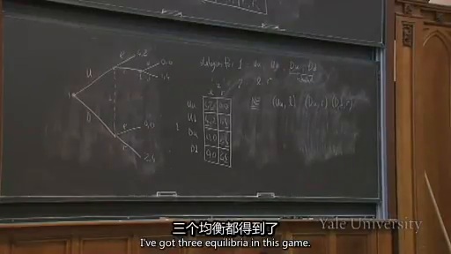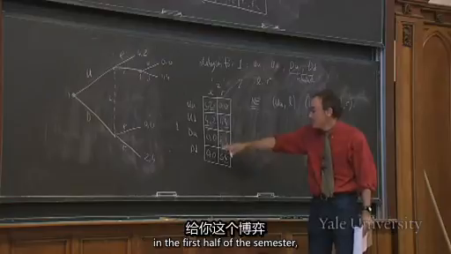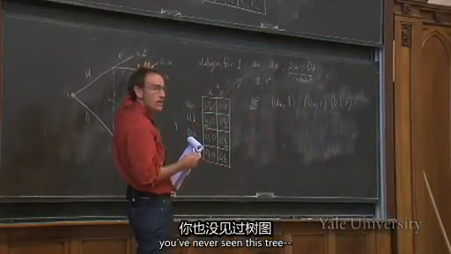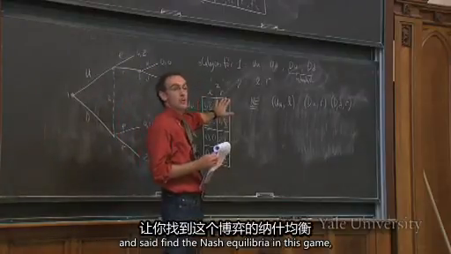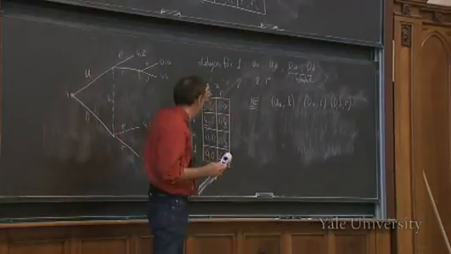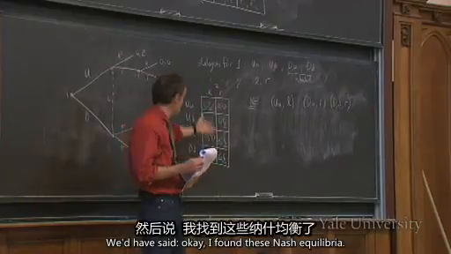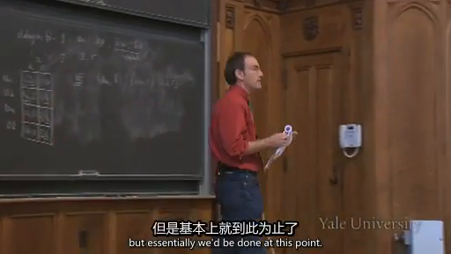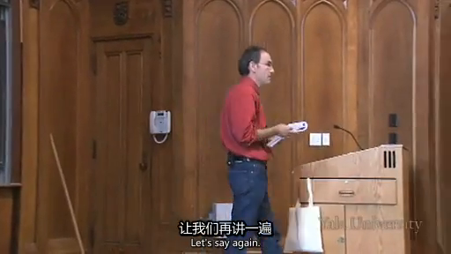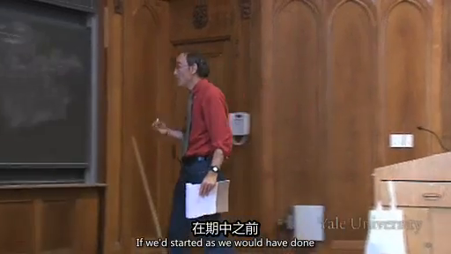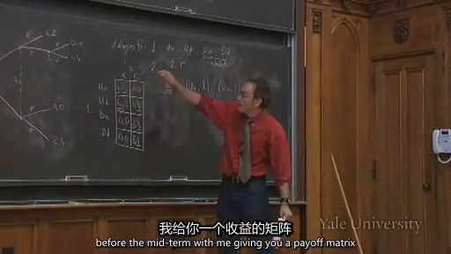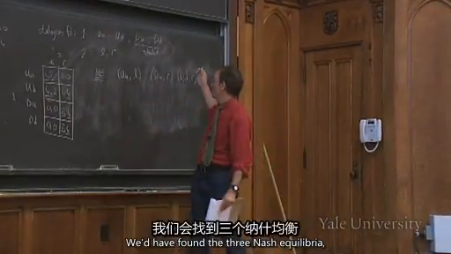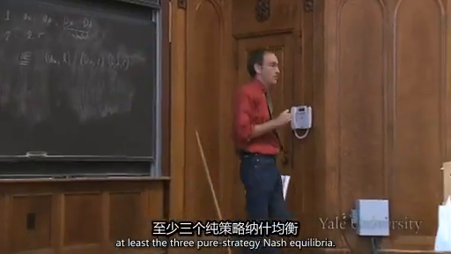I got 3 equilibria in this game, and if I'd simply given you this game in the first half of the semester, I hadn't shown you the tree, you've never seen this tree, I just gave you this game, and said find the Nash equilibria in this game, and that had been a question on the midterm, we'd have stopped here. Maybe you'd have gone on and found mixed ones, I don't know, but essentially we'd be done at this point. Let's say again, if we'd started, as we would have done before the midterm, with me giving you a payoff matrix and asking you to find the Nash equilibria, then at this point we'd be done. We'd have found the 3 Nash equilibria, the 3 pure strategy Nash equilibria.